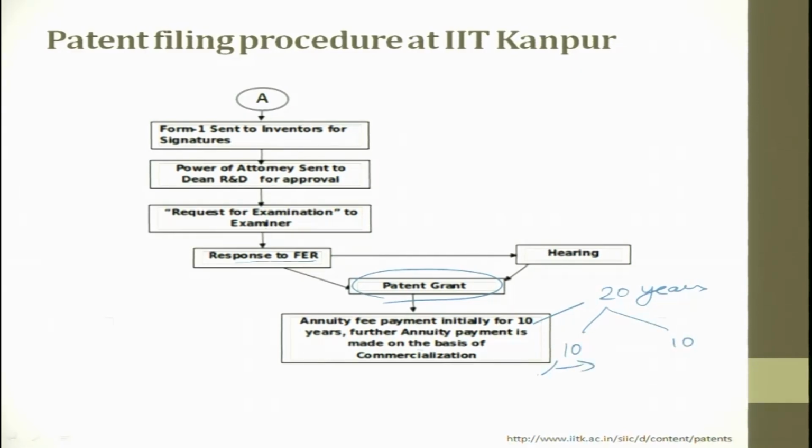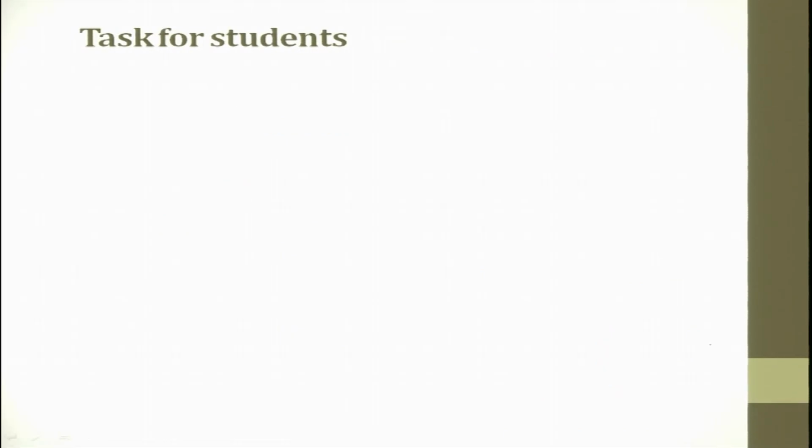For the first 10 years the institute pays money for servicing your patent, and once it has finished 10 years, we see whether it is worth commercializing. If it is not worth commercializing, the institute withdraws, and this idea will no more be protected by the patenting authority.